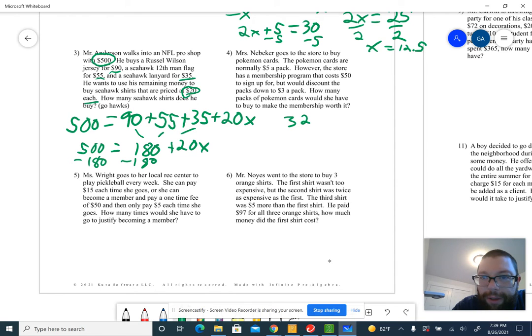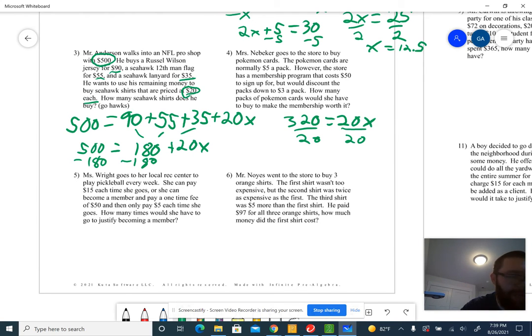320 is equal to 20x. So basically I have $320 to spend on Seahawks shirts. So we're going to go ahead and divide by 20. And if you do 320 divided by 20, you're going to get 16, right? Yeah. 16 shirts. That's going to last me a while.